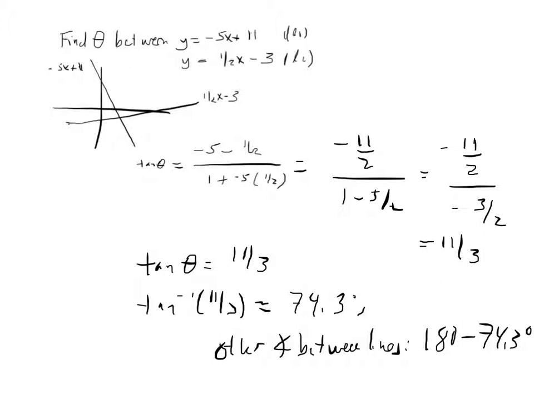So it's a cool application of using your tangent of alpha minus beta formula to get the angle between two lines if you're given the equations of the lines. Because if you're given the equations, you've got the slopes, and this formula lets you use just the slopes of the lines to find the angle between them using your tan inverse.